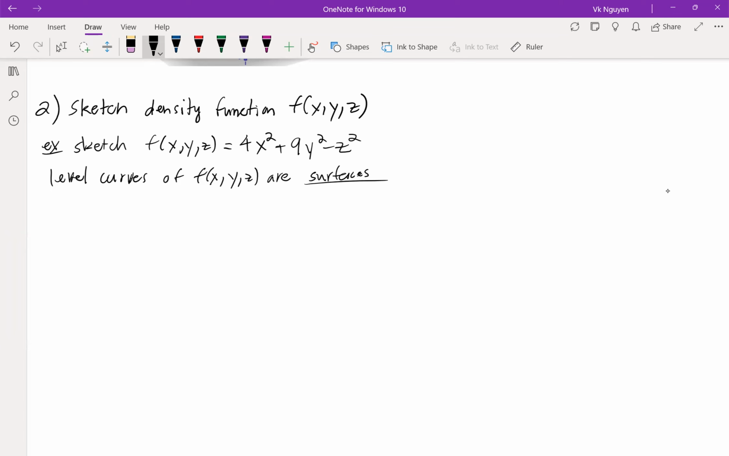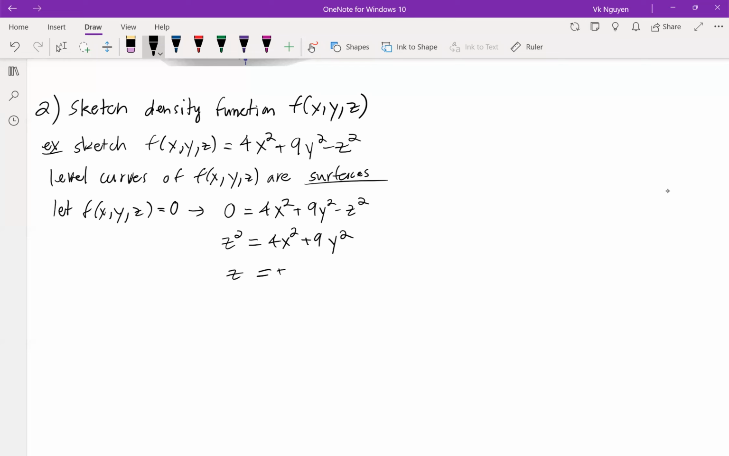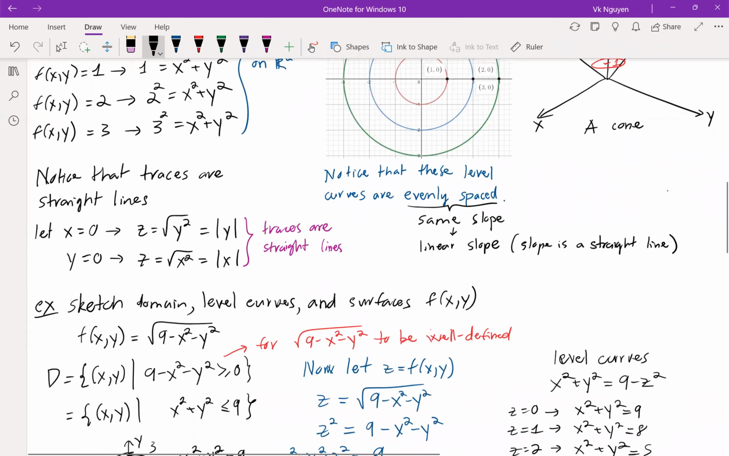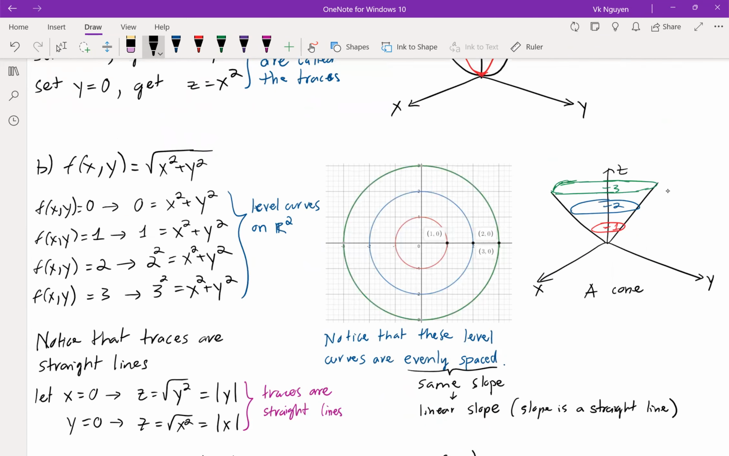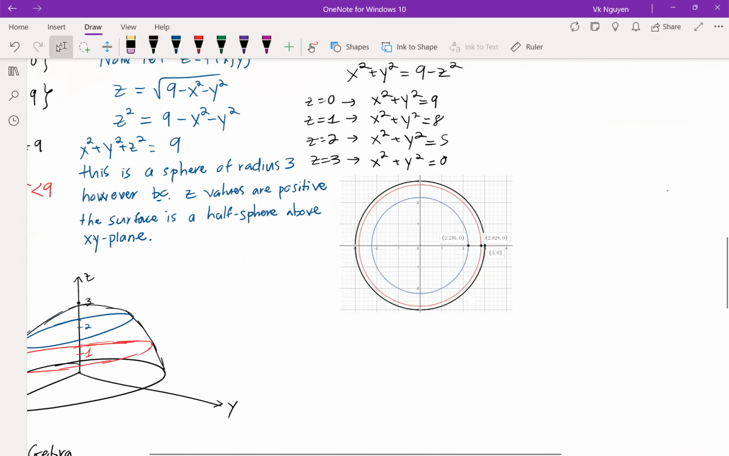Okay, so here let f(x,y,z) equal 0. So what do we have here? We have 0 equals 4x squared plus 9y squared minus z squared. So z squared is 4x squared plus 9y squared. Oh, so z is plus or minus the square root of 4x squared plus 9y squared. That is very similar to the one that we just did up here, the square root of x squared plus y squared. So you should expect to get a cone here. And of course it will be a cone.